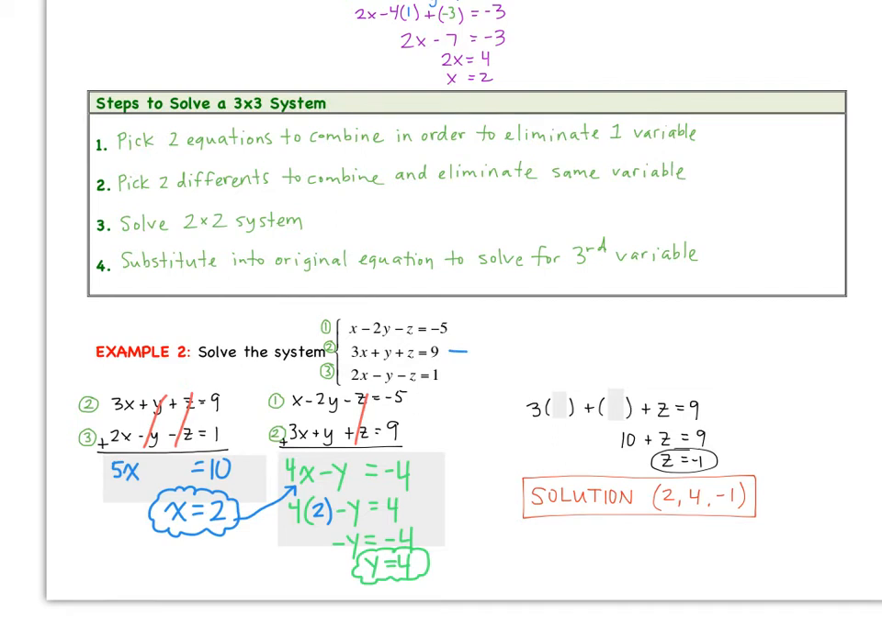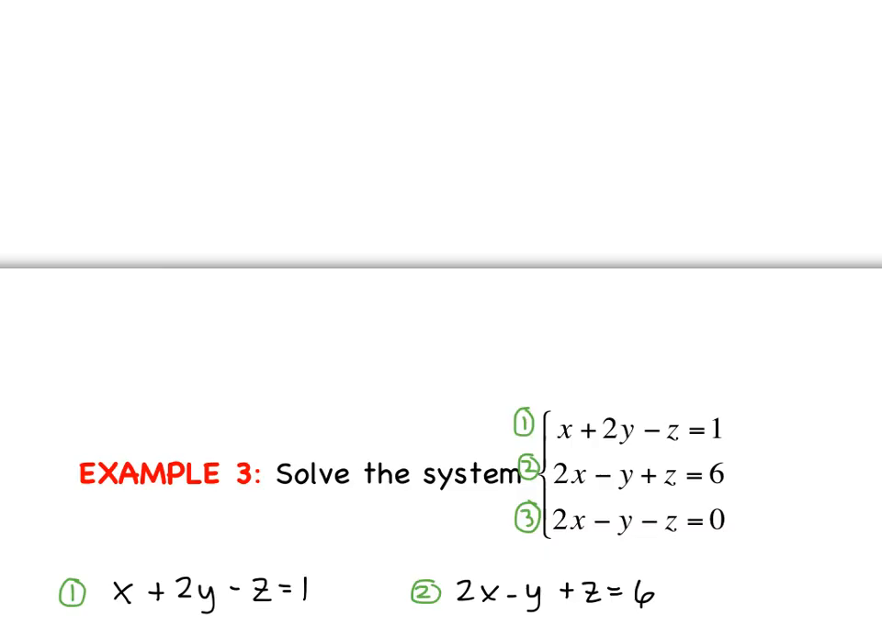So we'll have 3 times our x value, which is 2, plus our y value, which is 4, plus z equals 9. So 3 times 2 is 6, plus 4 is 10. So that's where we get our 10 plus z equals 9. So subtracting 10, we get z to be -1. So we can state our solution as our ordered triple, 2, 4, -1.